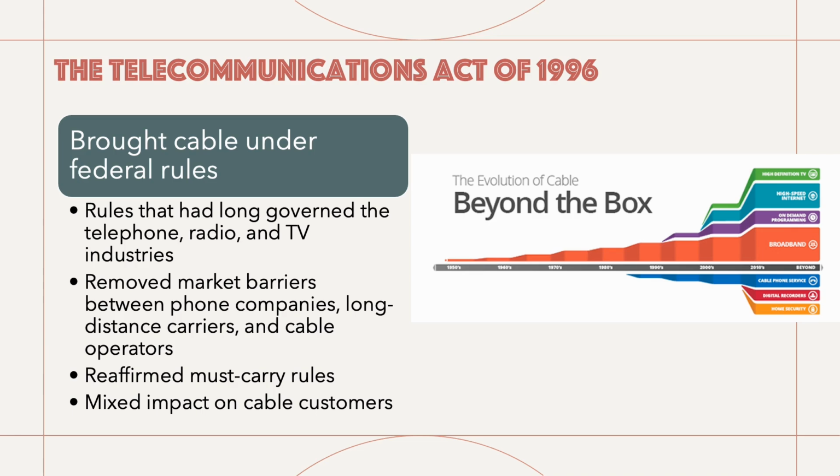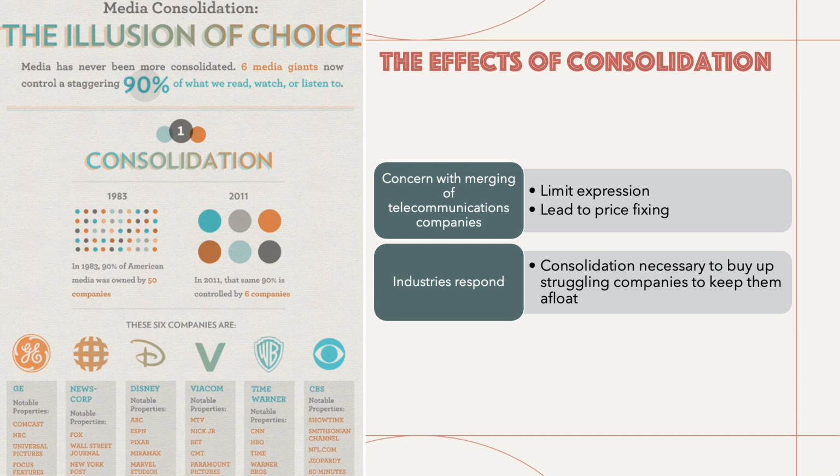It also spurred the new investment of telecommunications, AT&T, et cetera, into the cable properties for AOL and Time Warner. So in other words, what had been cable companies that were primarily invested in delivering television are now also taking ownership of broadband resources and other things like that. This allowed for that expansion, but it also meant that we're still seeing the same very small number of companies take over more and more of the market. This has raised concerns that the merging of telecommunication companies will limit expression and lead to price fixing.